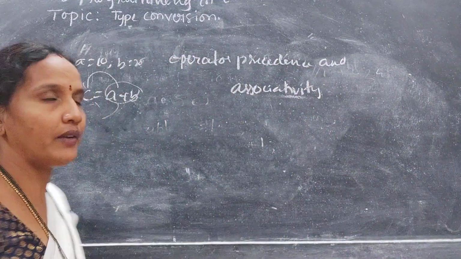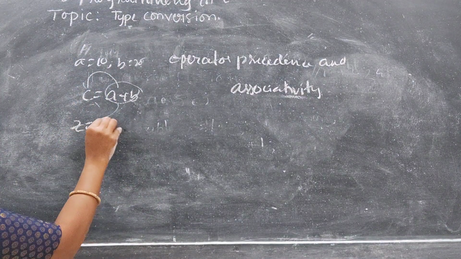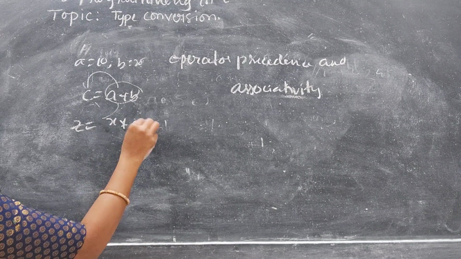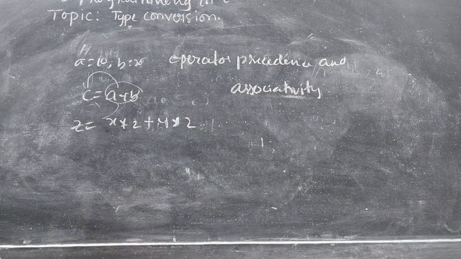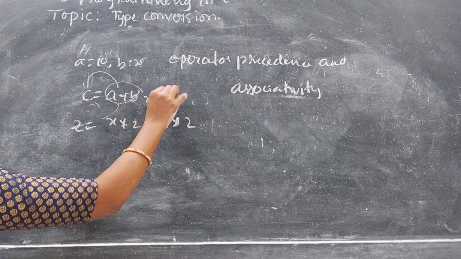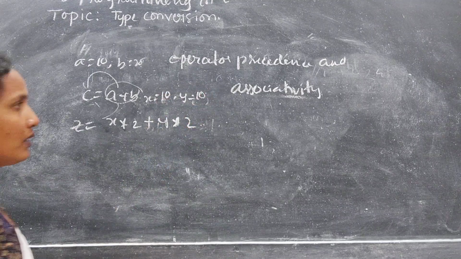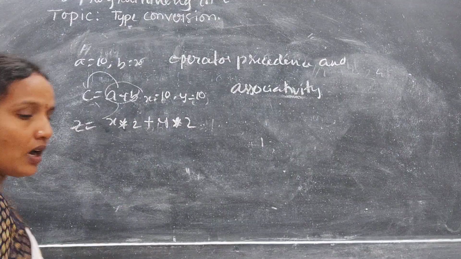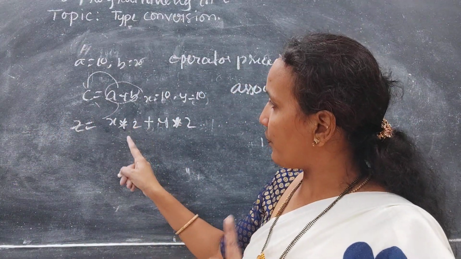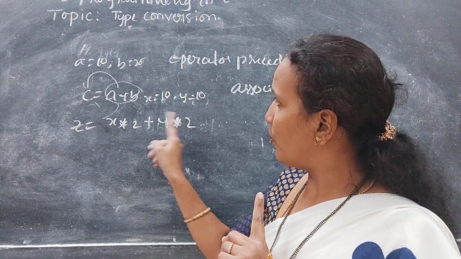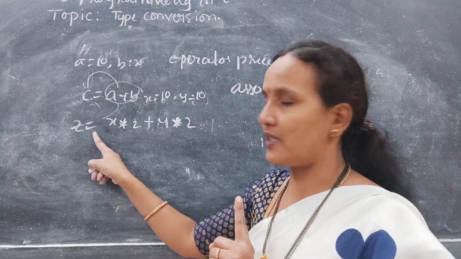Now one more expression I will give. Z equals x into 2 plus y into 2. For example, x value is 10 and y value is 10. Then it is a multiplication. How is it evaluated? First, here 1 multiplication is there, 2 multiplications are there, 1 plus addition is there, and next assignment is there.